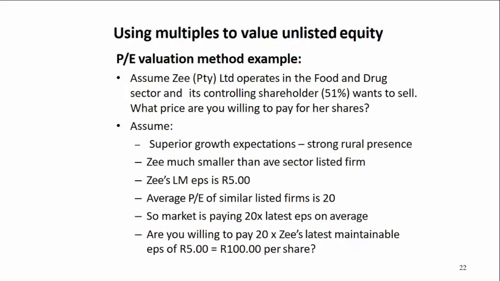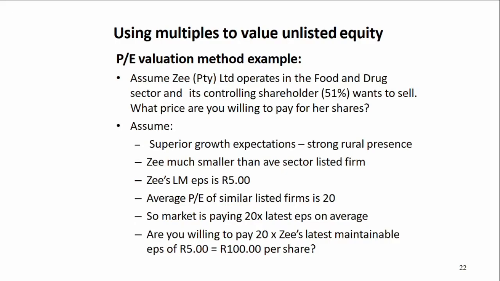So now that we have discussed the various adjustments that need to be made to the earnings, let's have a look at an example of how to use the PE valuation. In our example here, we have a company called Pty Limited. This is obviously an unlisted company, and they operate in the food and drug sector. Its controlling shareholder wants to sell. What price are you willing to pay for the shares?